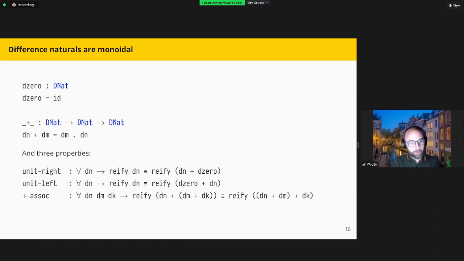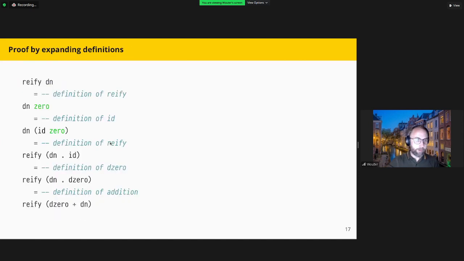And here's the surprising thing, right? All 3 of these properties now hold by definition. So I don't have to do any induction, I don't have to do any work, and Agda will just accept these definitions once I write REFL. So why is that? Let's look at one example, and all the others are kind of the same.